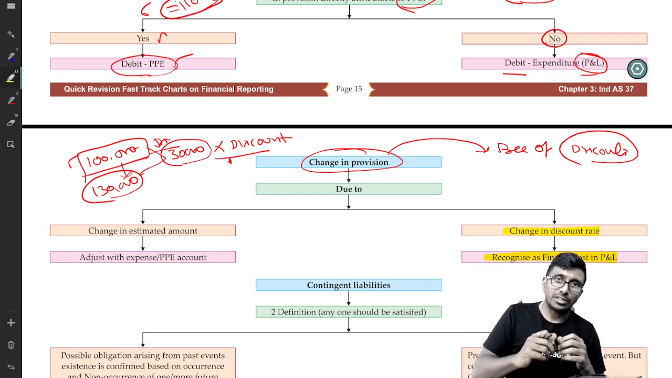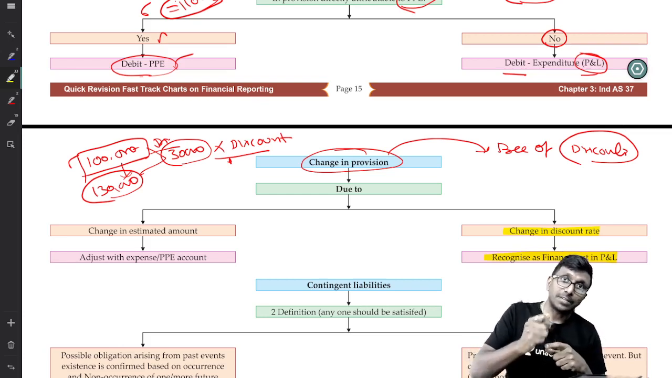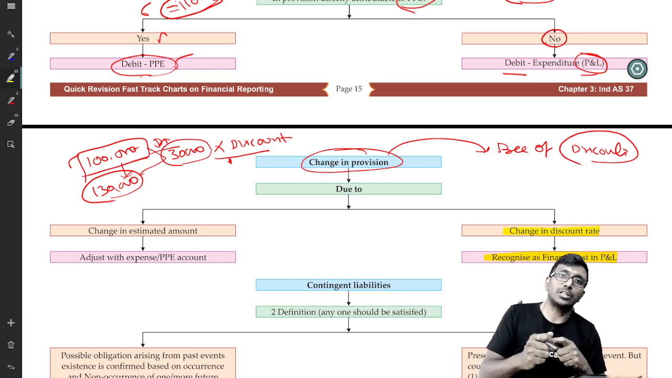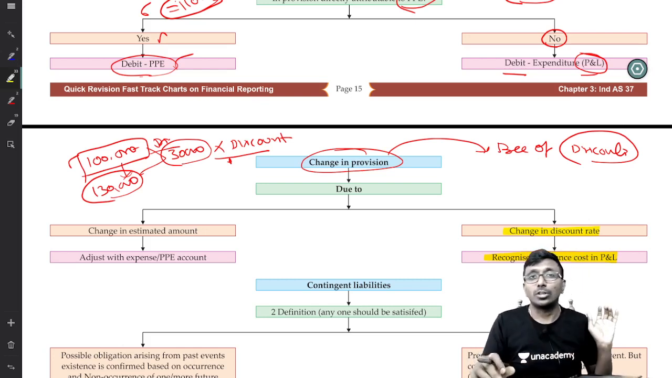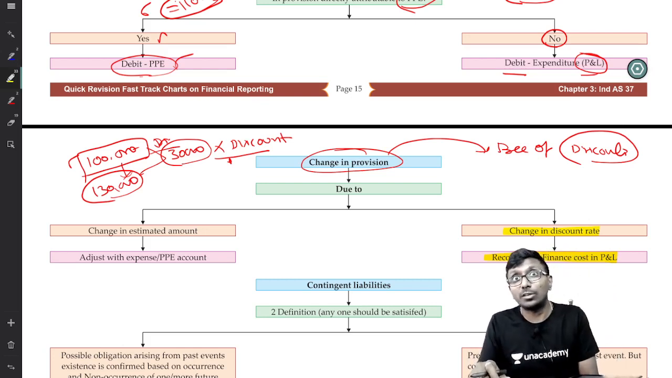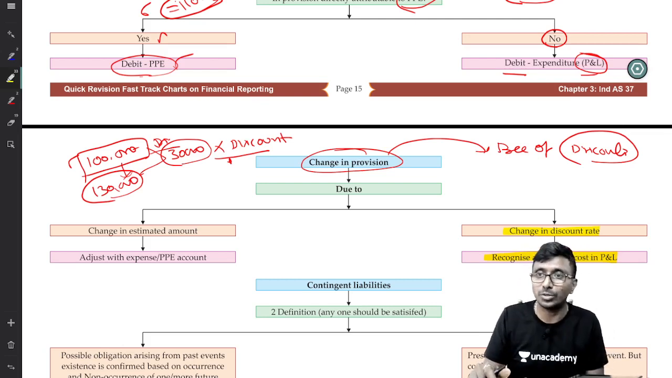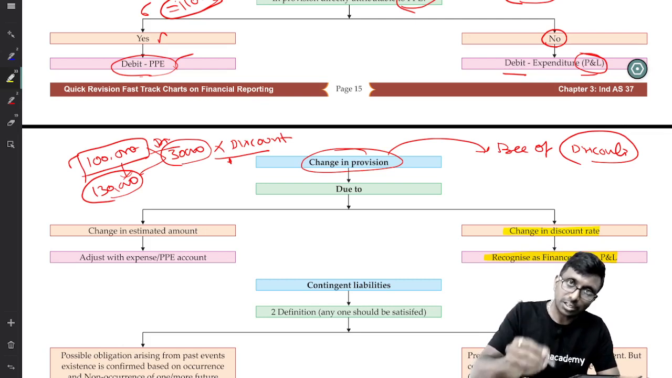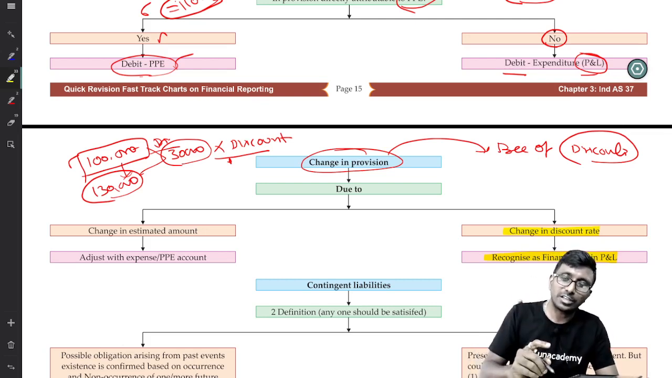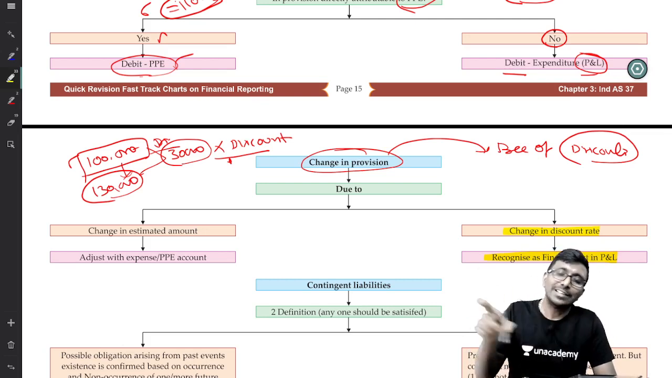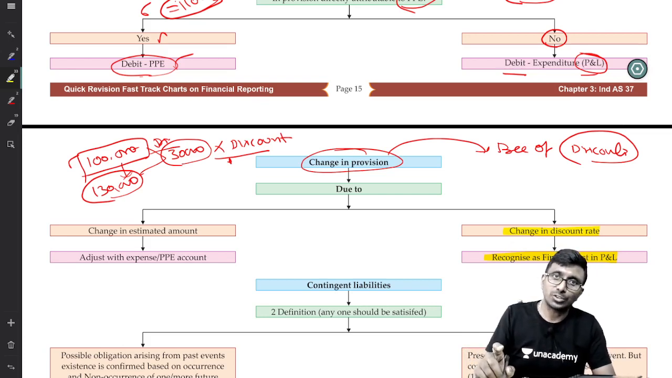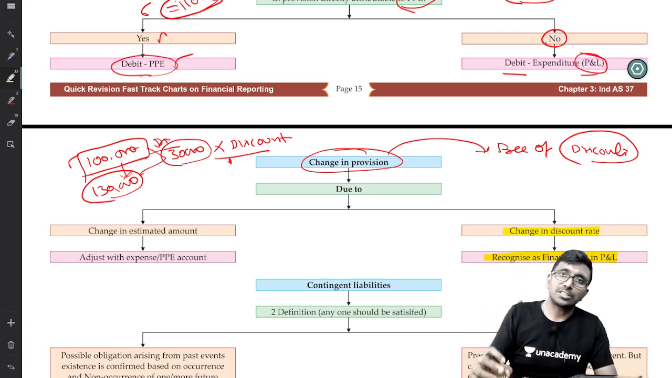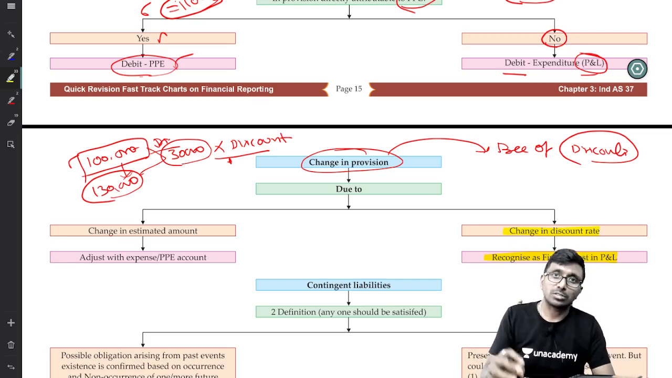When you are discounting for the purpose of unwinding, meaning reversal of discounting, what will we be debiting? The finance cost account is going to be debited. Here also, if there is a change in the discounting rate, and due to that there is a change in the total amount of provision, then the difference amount should be given effect to finance cost.